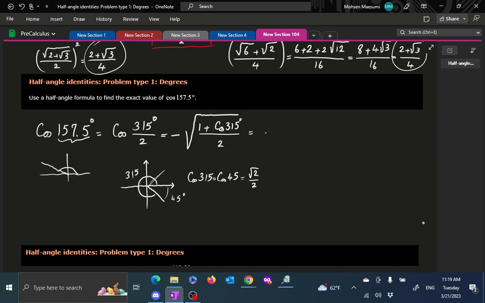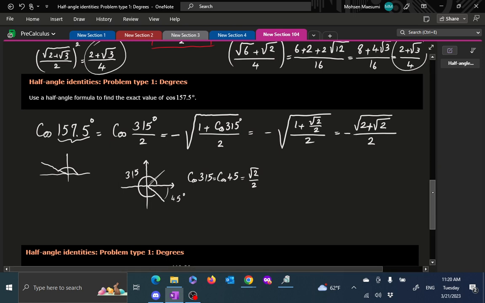So this becomes minus radical of 1 plus radical 2 over 2, over another 2, which is minus radical of 2 plus radical 2 over 4. 2 times 2 is 4, and what comes out of this radical is a 2. So here's a nested radical with pluses. Okay.